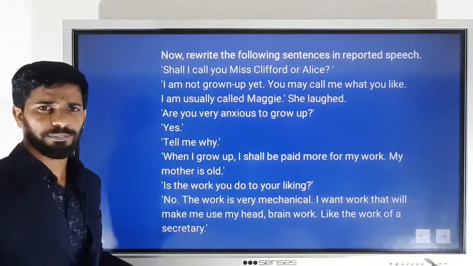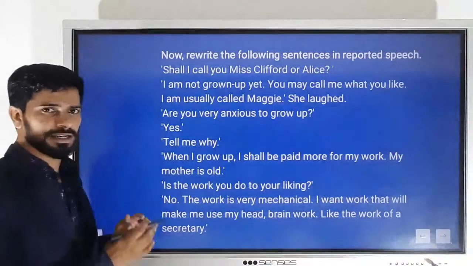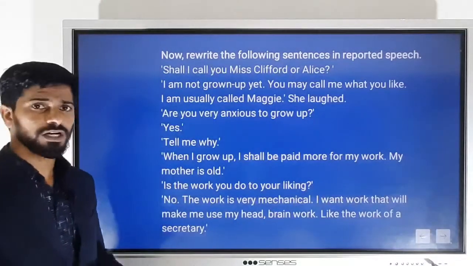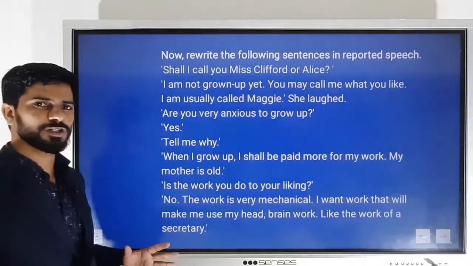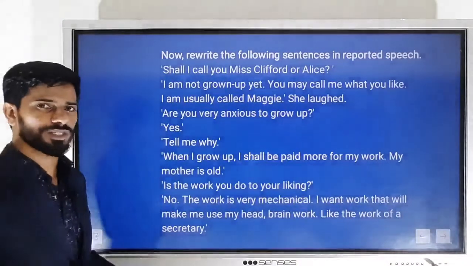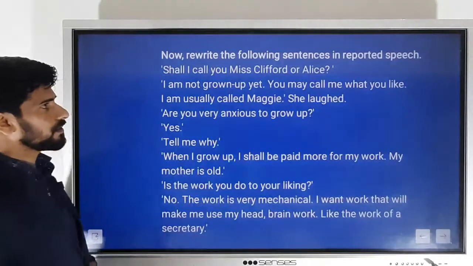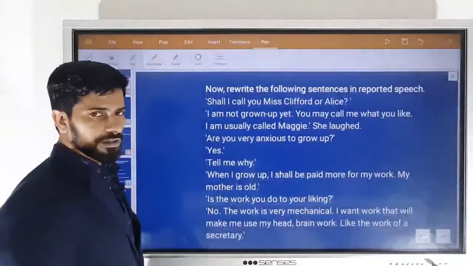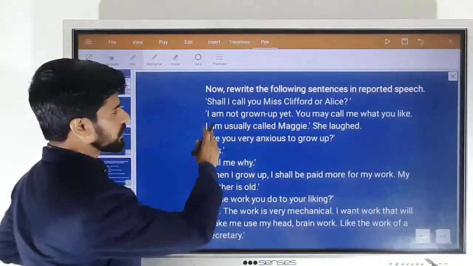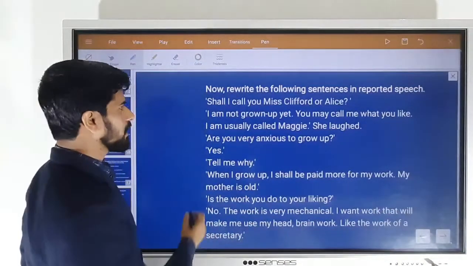So this is a passage from your textbook. It is an exercise given there in your textbook itself. So how will you convert this into reported speech? You can give a try. Let's see how we shall convert this. Shall I call you Miss Clifford or Alice? How can you convert this?